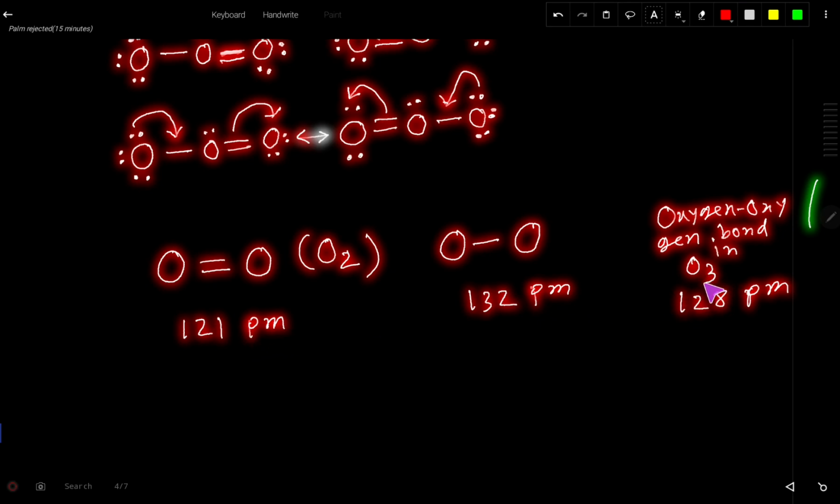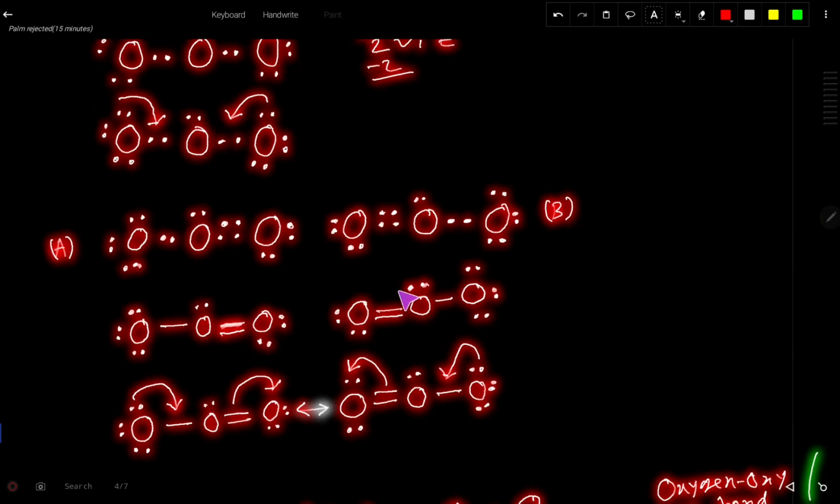So the real structure of O3 can be explained by molecular orbital theory, right? Actually, the real O3 structure is the resonance hybrid of these two structures, right? So what is the Lewis structure? The Lewis structure of O3 has two Lewis structures, this or this, right?